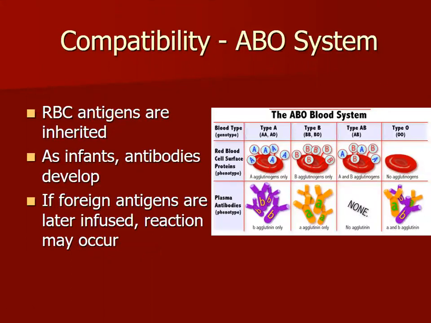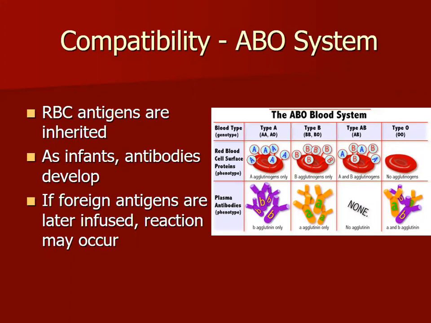We use the ABO system. Each person inherits one of the blood types shown at the right, and compatibility is determined by cell surface proteins. So we have RBC, or red blood cell, antigens that are inherited. As infants, antibodies develop, and if foreign antigens are later infused, a reaction can actually occur.